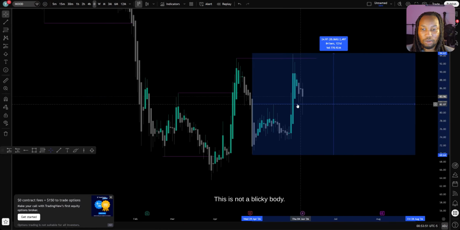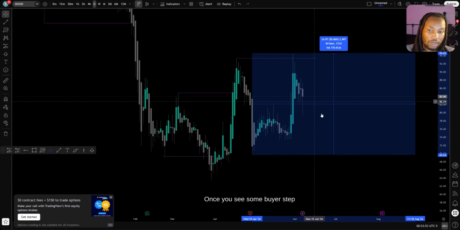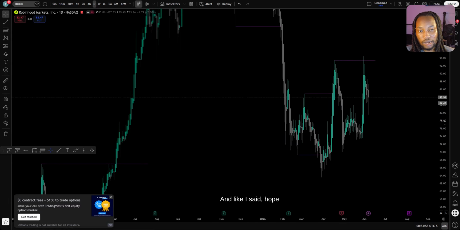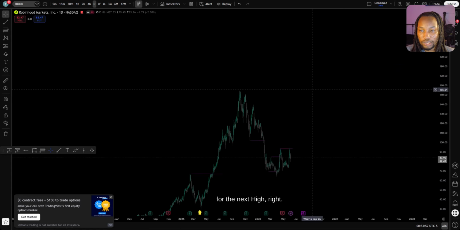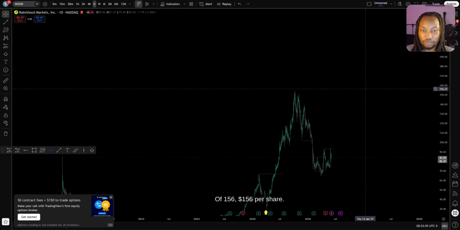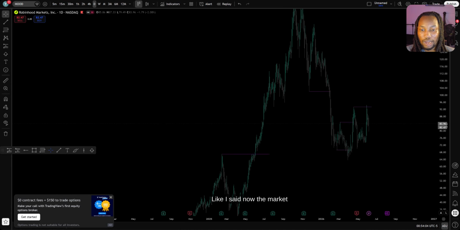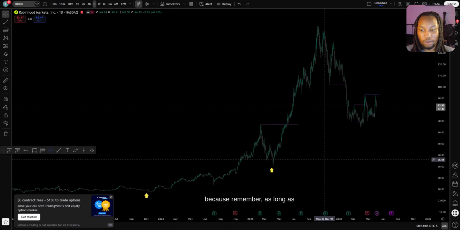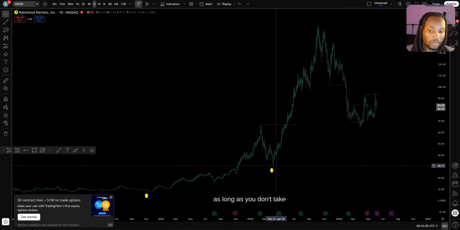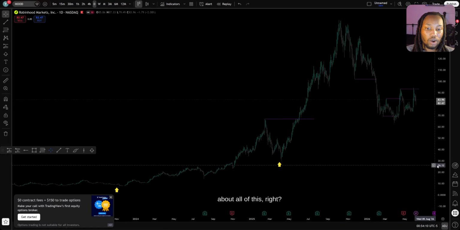This is what I'm saying. This is not a liquid buy. You can look to buy the market once you see some buyers step into the market, right? And like I said, hope for the next high of $156 per share. Now the market can still keep falling lower because remember, as long as we don't take out this low, we are still bullish. That's the whole point about all of this, right?